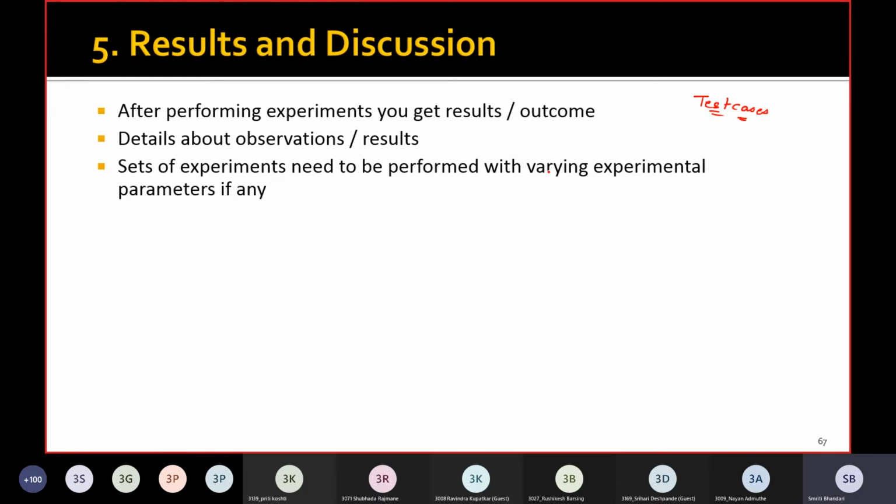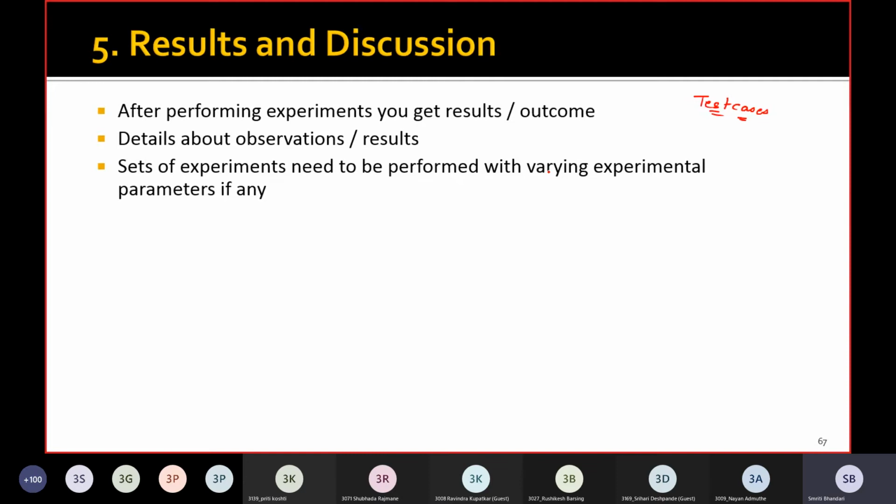How many test cases are you using? If any test case failed, then why did it fail? What is the problem in the design? You need to identify that and comment upon it. If any test case failed, then how you appropriately changed your algorithm or your code, that also you can write in this chapter, results and discussion.